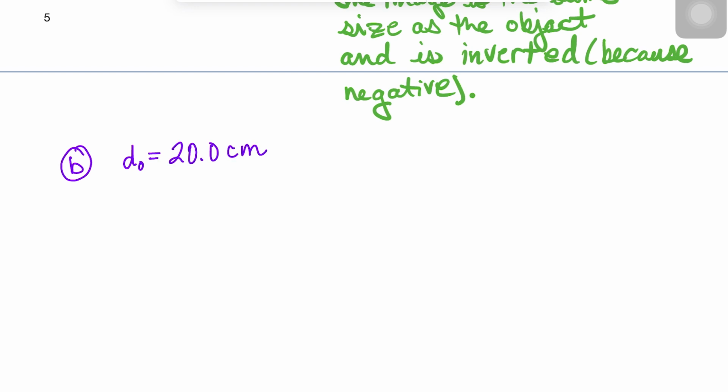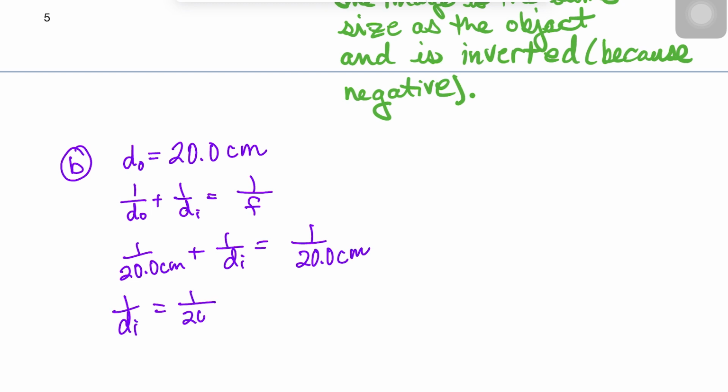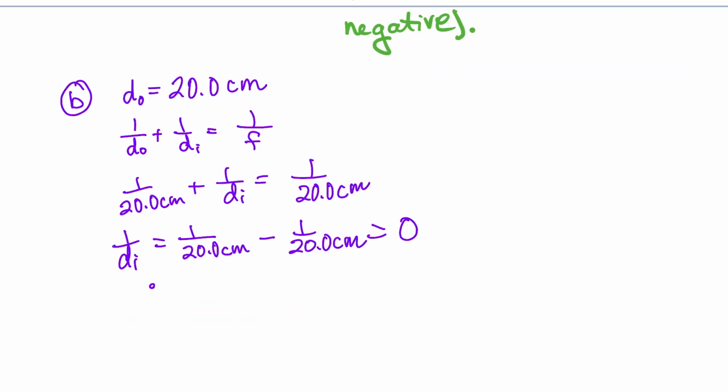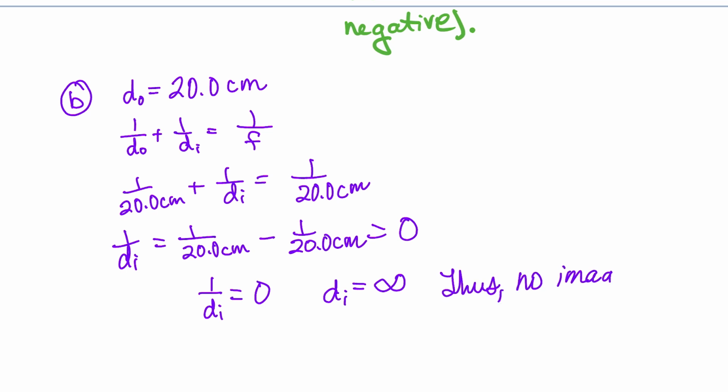Okay, part B, we're going to use the same equation as we did in part A, only with a new object distance, 20 centimeters. So 1 over DI equals 0. That means that DI equals infinity. And if the image distance is infinitely far away, no image is formed.